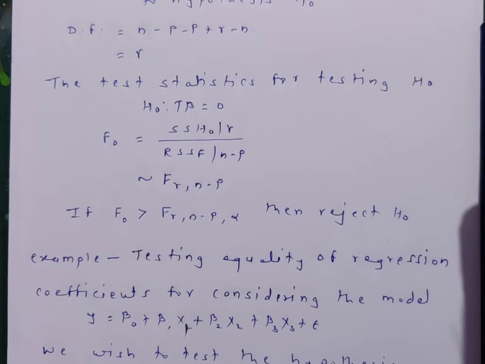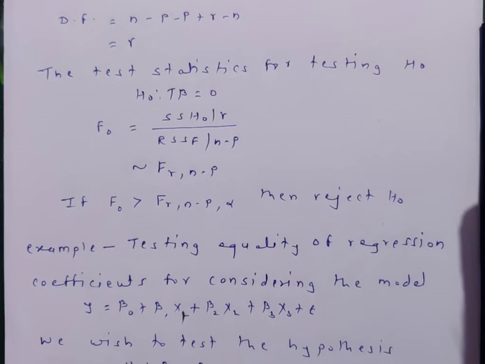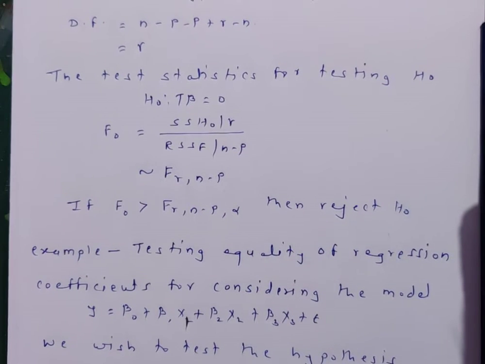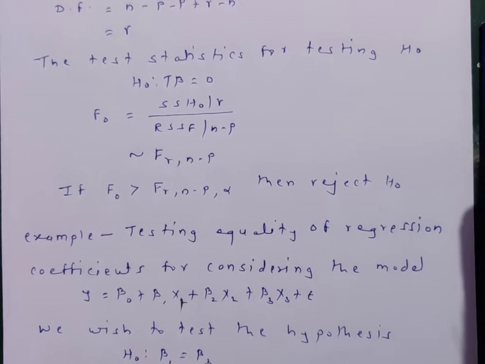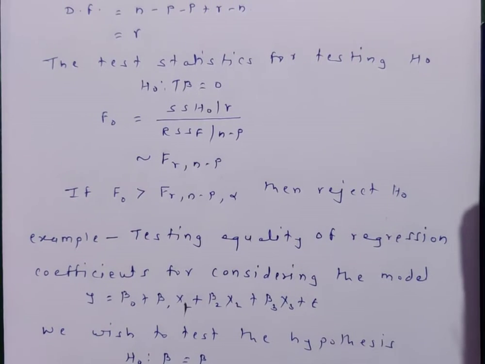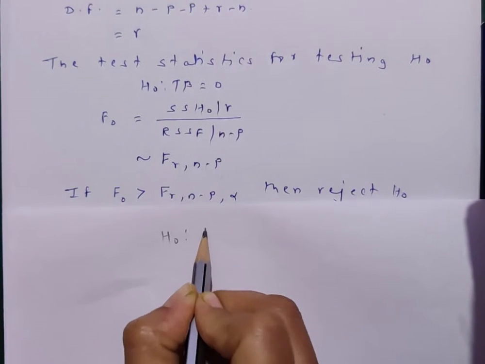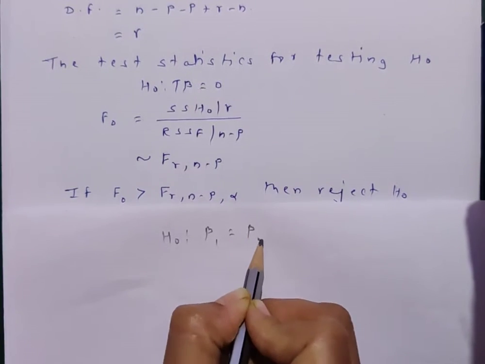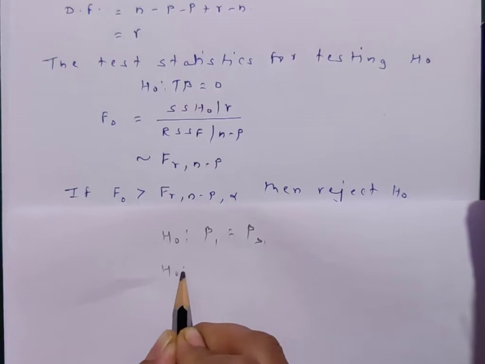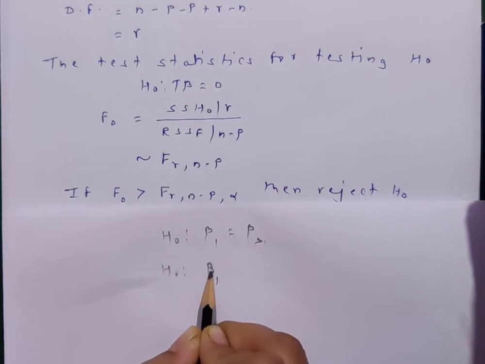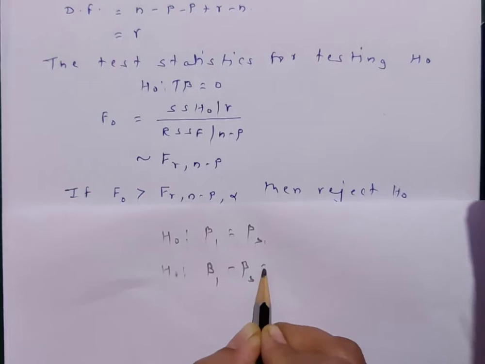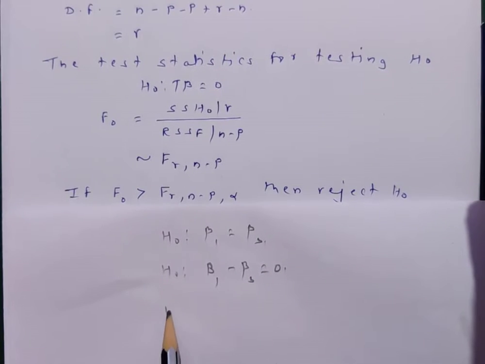That is my hypothesis. So for the solution, here H naught is in the form of T beta is equal to 0. My H naught is beta 1 is equal to beta 3. That means this H naught may be reduced as beta 1 minus beta 3 is equal to 0, and in our hypothesis testing our H naught is T beta is equal to 0.